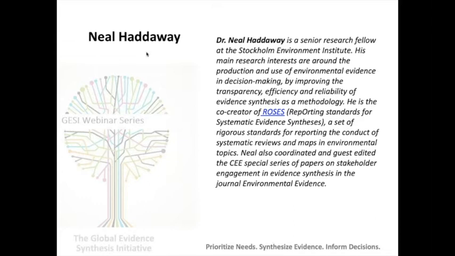He is the co-creator of ROSES, Reporting Standards for Systematic Evidence Synthesis, a set of rigorous standards for reporting the conduct of systematic reviews and maps in environmental topics. Neal also coordinated and guest edited the CEE special series of papers on stakeholder engagement and evidence synthesis in the journal Environmental Evidence.